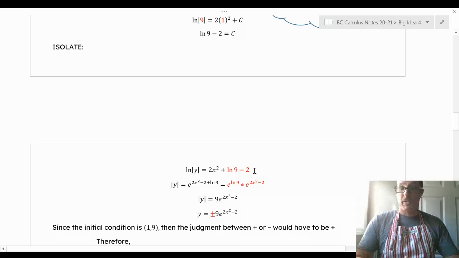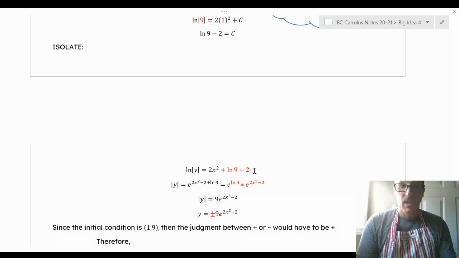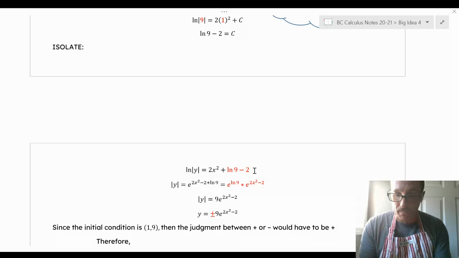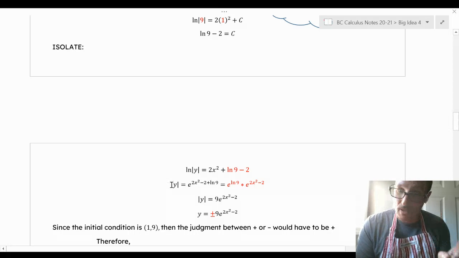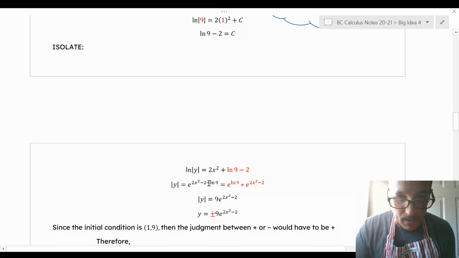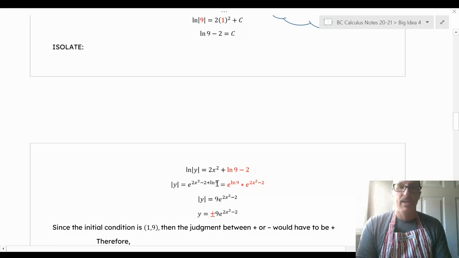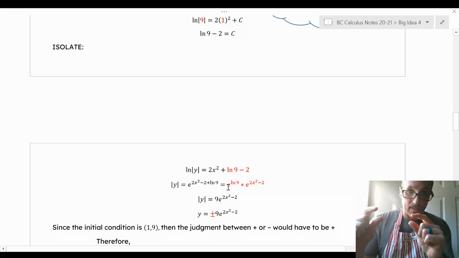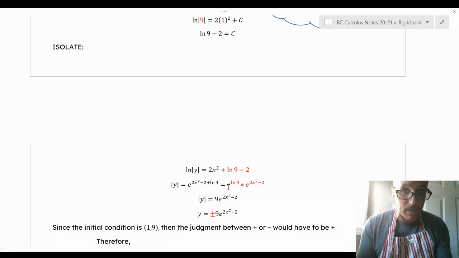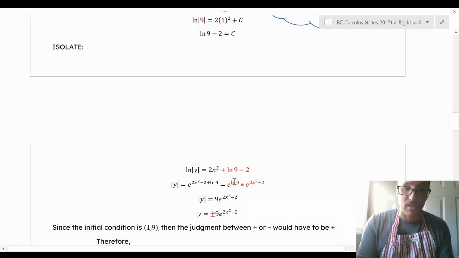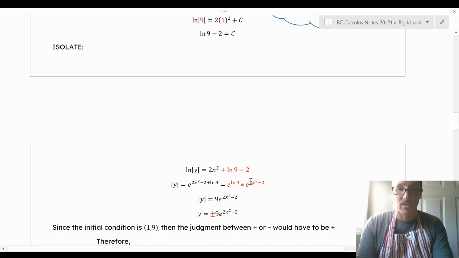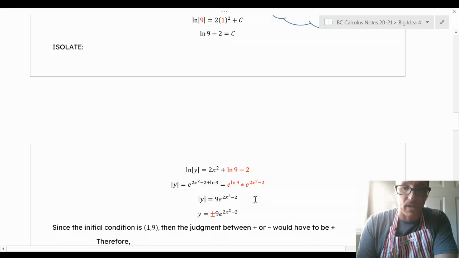So we've just got to exponentiate both sides. That's a way to get rid of natural log. So when you exponentiate both sides, you get e to the natural log of critter is just the critter, which is the absolute value of y, is equal to e to the 2x squared minus 2 plus the natural log of 9. Now, the way to deal with that is to recognize that when you have a sum in the exponents, it's actually a product of like bases. So that's e to the natural log of 9 times e to the 2x squared minus 2, which is just 9 times e to the 2x squared minus 2.